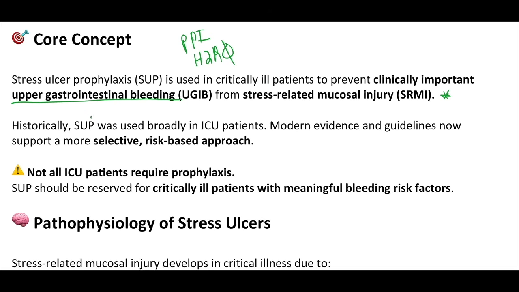Historically, stress ulcer prophylaxis, abbreviated SUP, for those watching the video portion of this episode, has been broadly used in ICU patients, but some modern evidence and guidelines now suggest a more selective risk-based approach, which is different than what we have classically done. So not all ICU patients require stress ulcer prophylaxis. It should be reserved for critically ill patients with meaningful bleeding risk factors. And this is the key phrase here, meaningful bleeding risk factors. And it's something we're going to dive into a lot more. What are these meaningful bleeding risk factors? And when should we be thinking about using stress ulcer prophylaxis?